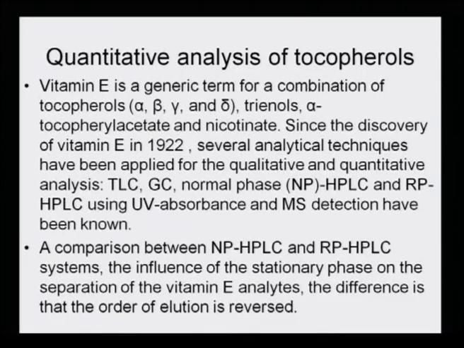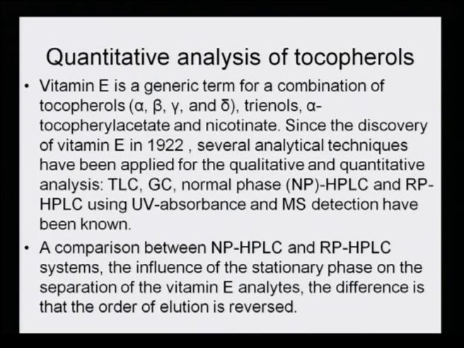Quantitative analysis of tocopherol. Tocopherol is one type of vitamin E. Vitamin E is a generic term for a combination of tocopherols, that is alpha, beta, gamma and delta, tocotrienols, alpha tocopheryl acetate and nicotinate. These are different types of compounds, but coming under the generic name of vitamin E. Since the discovery of vitamin E in 1922, several analytical techniques have been applied for the qualitative and quantitative analysis. TLC, GC, normal phase HPLC, and RPLC using UV-vis absorbance and mass detectors have been known and practiced.